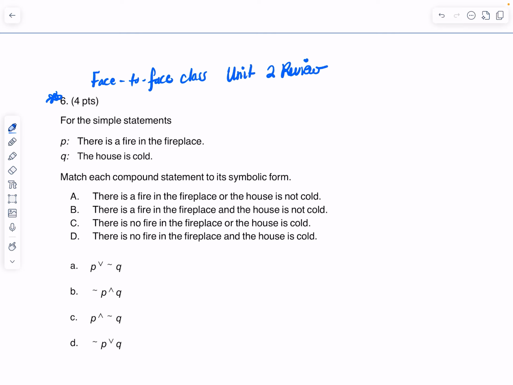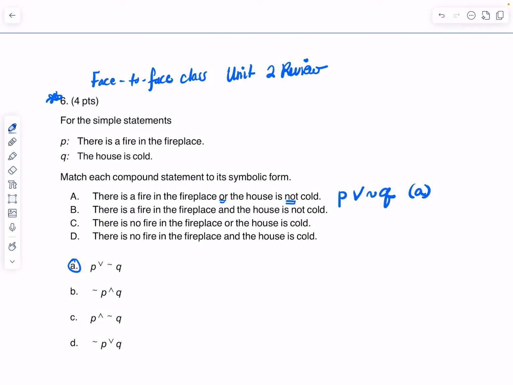So what I'm going to do is look through choices capital A, capital B, capital C, and capital D, and I'm going to write that out symbolically, and then I'm going to write what matches it. So for A, there is a fire in the fireplace, so that's P. And then I have the word or, so I write the or symbol. The house is not cold, so that's going to be negation Q. All right, that matches up with A.